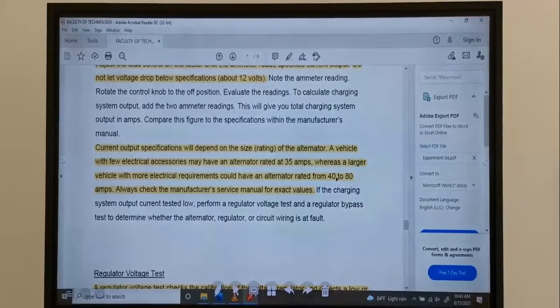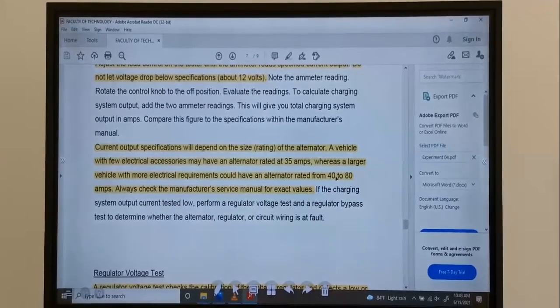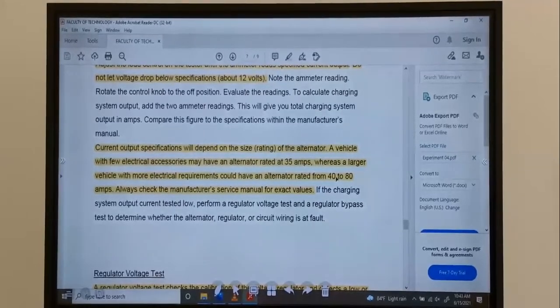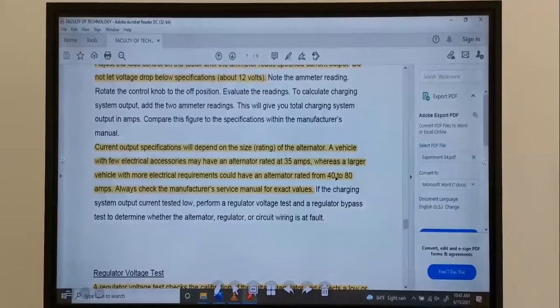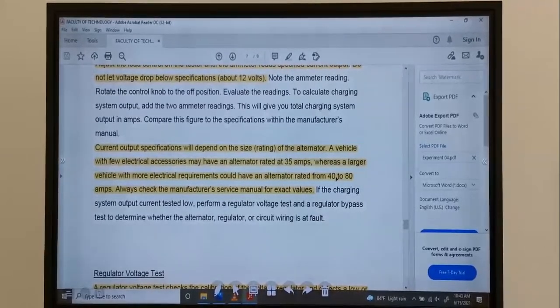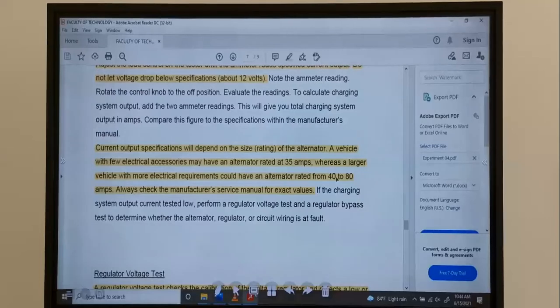The current output specification will depend on the size of the alternator. For normal light vehicles the alternator is rated at 35 amperes. For larger vehicles the alternator is normally rated at 40 to 80 amperes, to give charging current to the battery, because larger vehicles have big, heavy batteries. So the charging current capacity needs to increase to fulfill the battery charging conditions.